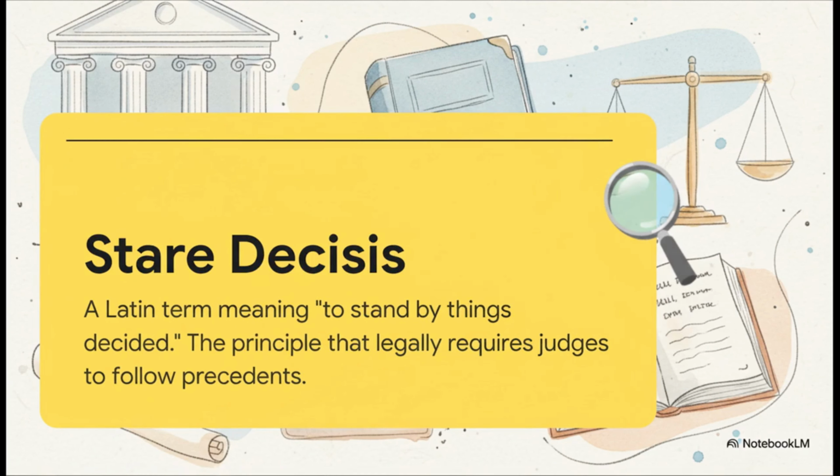Stare decisis is a Latin phrase meaning stand by what has been decided, and it is literally the organizing force behind the English common law system. Stare decisis means that once a legal point has already been decided by a higher court, lower courts must follow that same reasoning when they face similar facts. You don't want 2 people with the exact same case getting 2 totally different outcomes depending on which judge they end up with. Stare decisis prevents that.